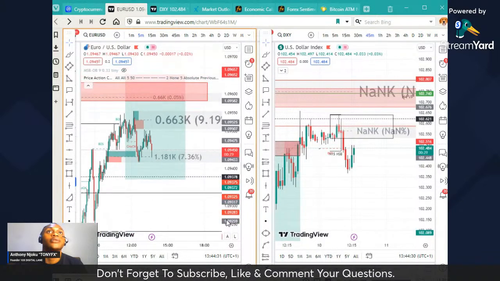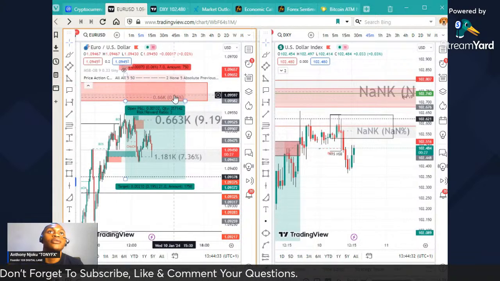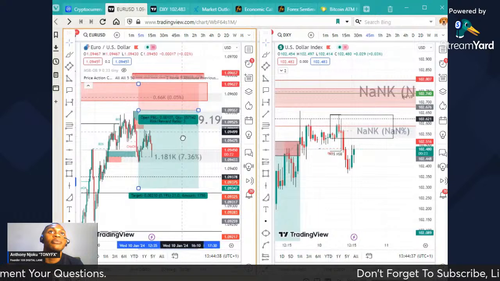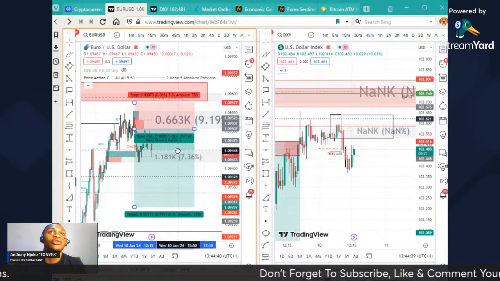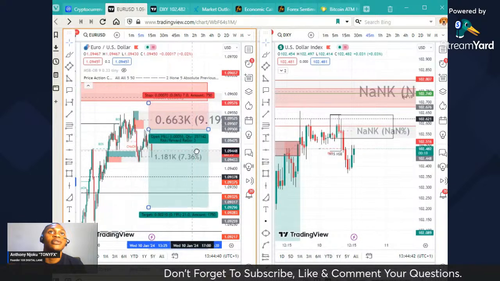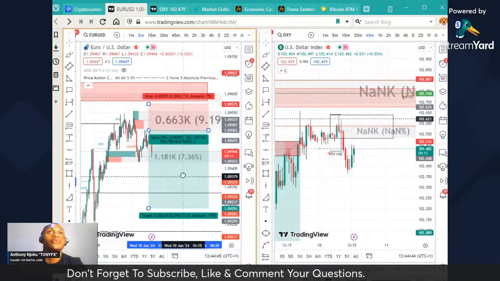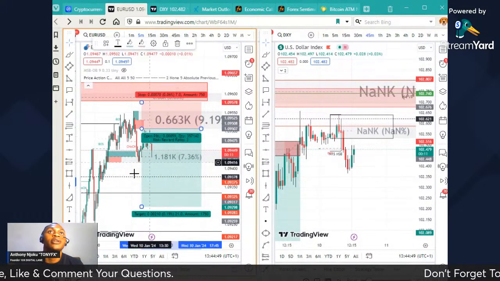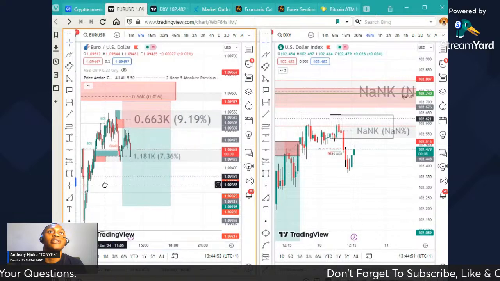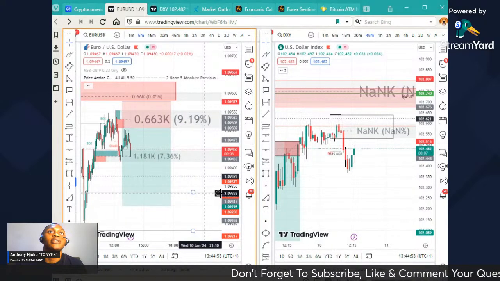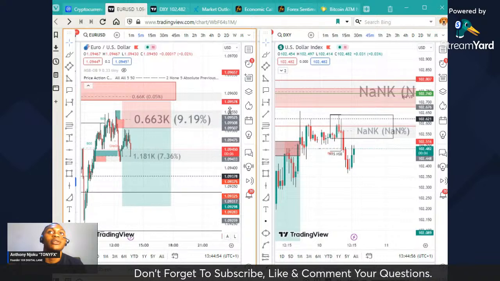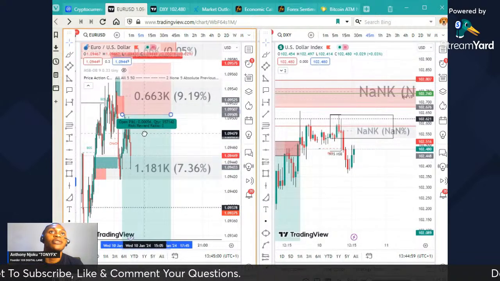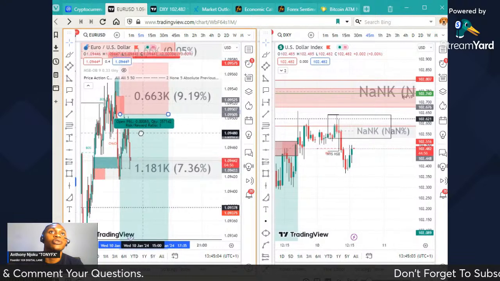Okay, that was where I expected Euro to come into before we scalp, but the chances of it coming back there has dropped. So this is the new possibility I see on Euro over here. You see that you have 0.663k and 9.19 possibility of the market dropping from that point, which it has not gotten to on Euro, but on GBP it has.